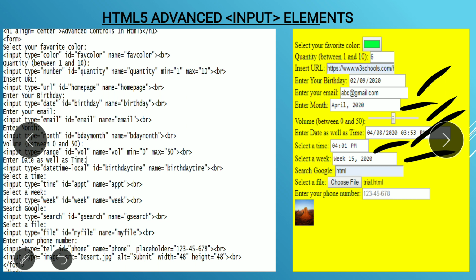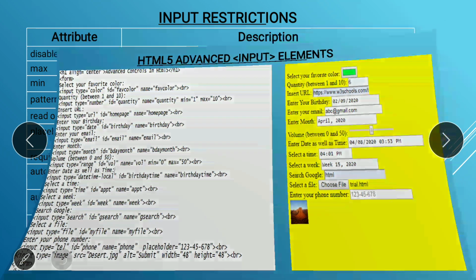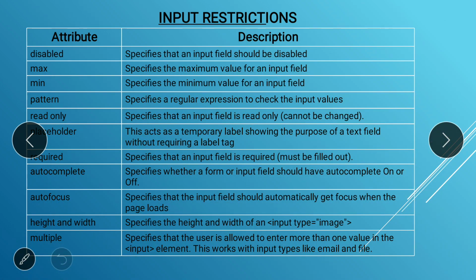Next is the IMG, right? This image, input type equal to image, is different from the IMG tag. IMG tag is totally different. It sets the image, and in that input type image, here you can use that image as an input button, right?